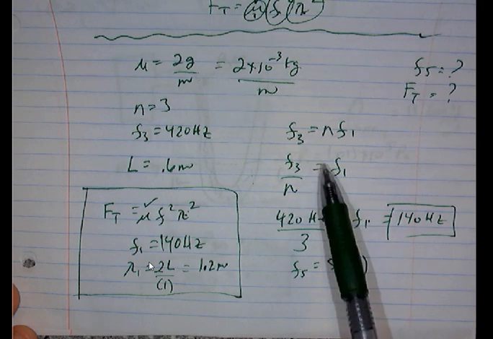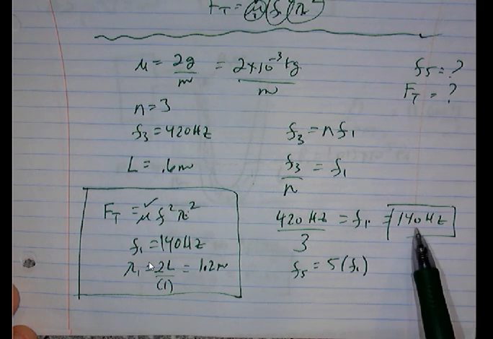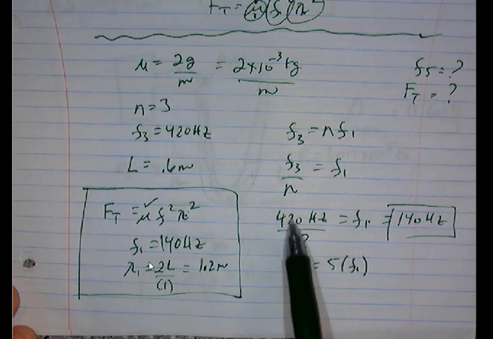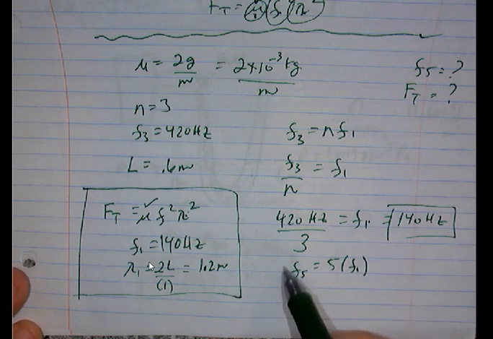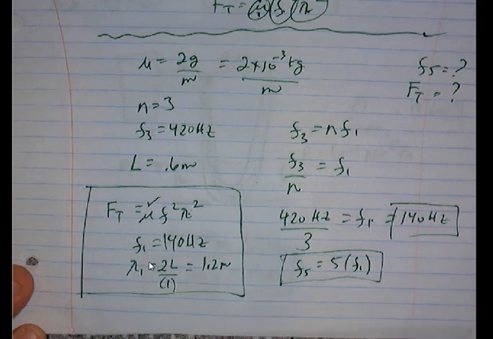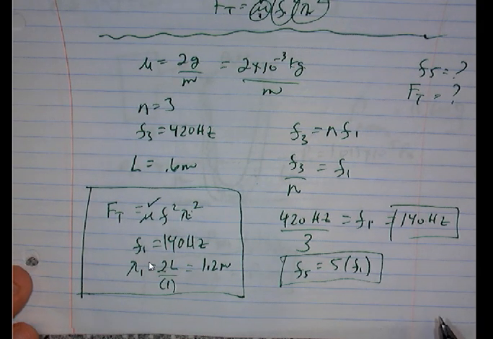This third harmonic frequency divided by 3 will give you the fundamental. So 140, F2 would be 280, F3, as you can see here, is 420, and right on down the line, then you can get the fifth harmonic that way. So they're always just multiples of the fundamental. So get the fundamental, which we did, which is 140, multiply it by 5 to get the fifth harmonic.